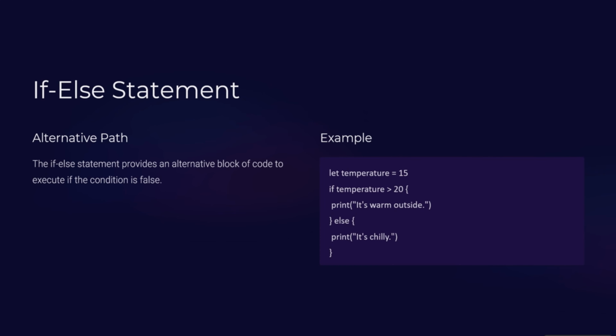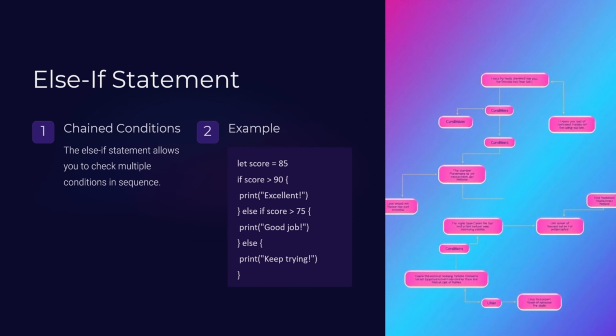The else-if statement handles multiple conditions by chaining them together. For example, let score = 85. If score > 90, print "Excellent." Else if score > 75, print "Good job." Else, print "Keep trying." Swift evaluates each condition in order. Once it finds a true condition, it executes the corresponding block and skips the rest.